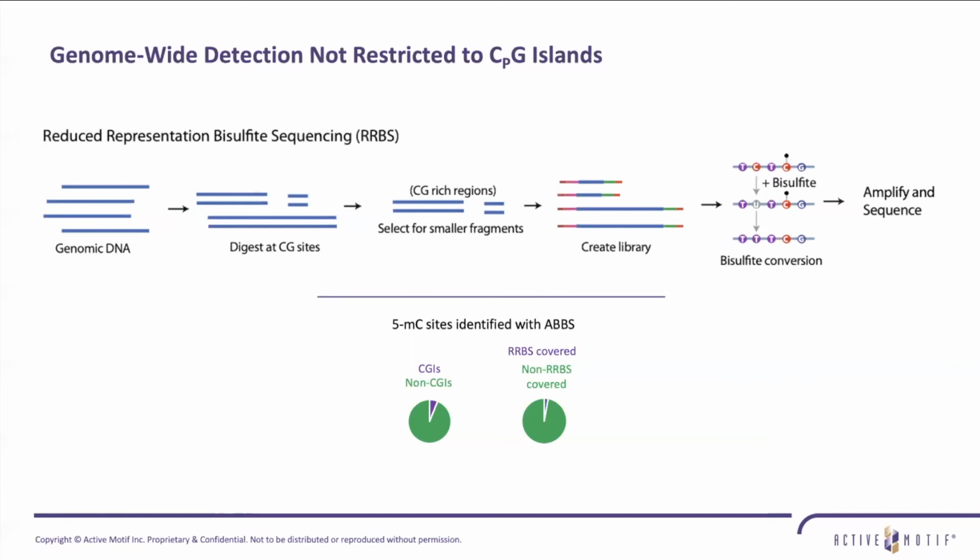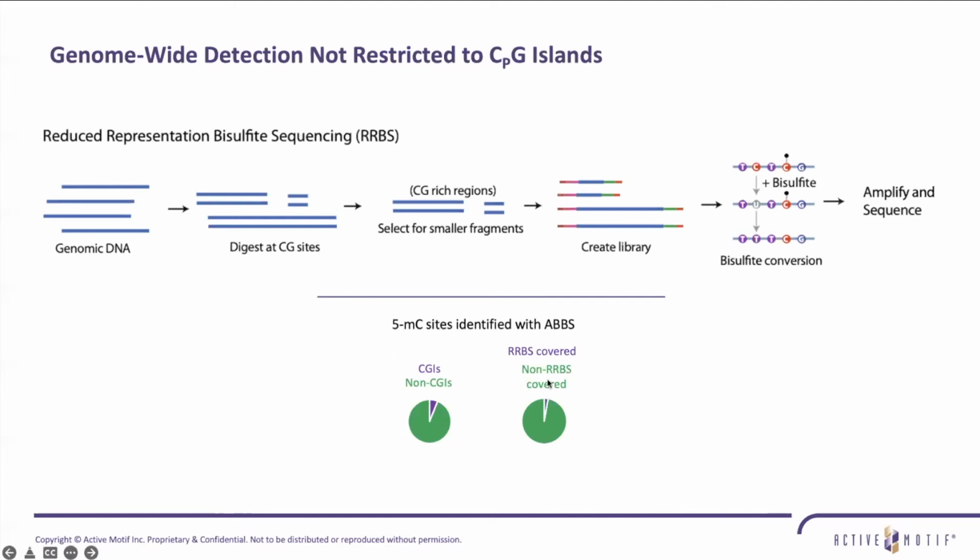So we wanted to see how well ABBS compared to RRBS. And so we looked at the 5mC sites identified with ABBS that overlap with CGIs and non-CGIs. And what you can see is that there is a good fraction of methylated sites that overlap with CGIs, but also a very good deal of methylation that are found outside CpG islands. So that's a good thing because it's not restricted to CpG islands.